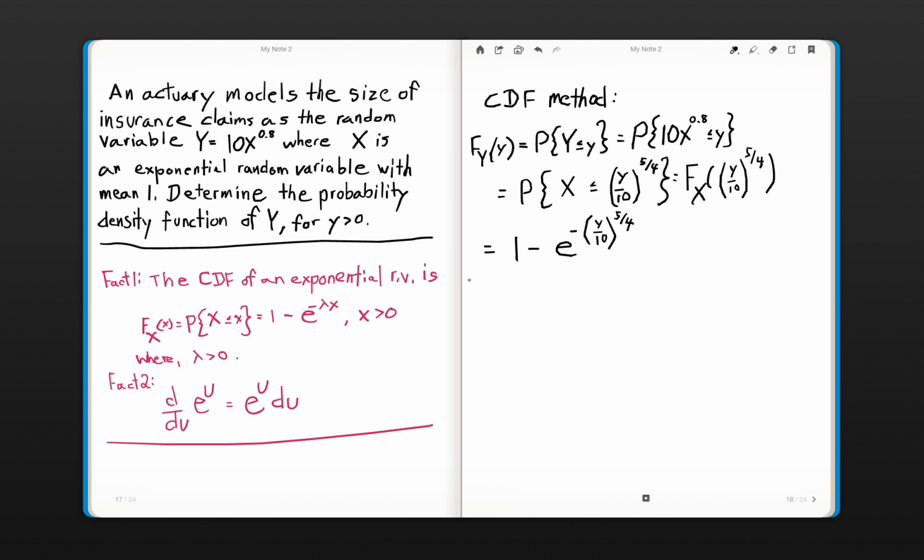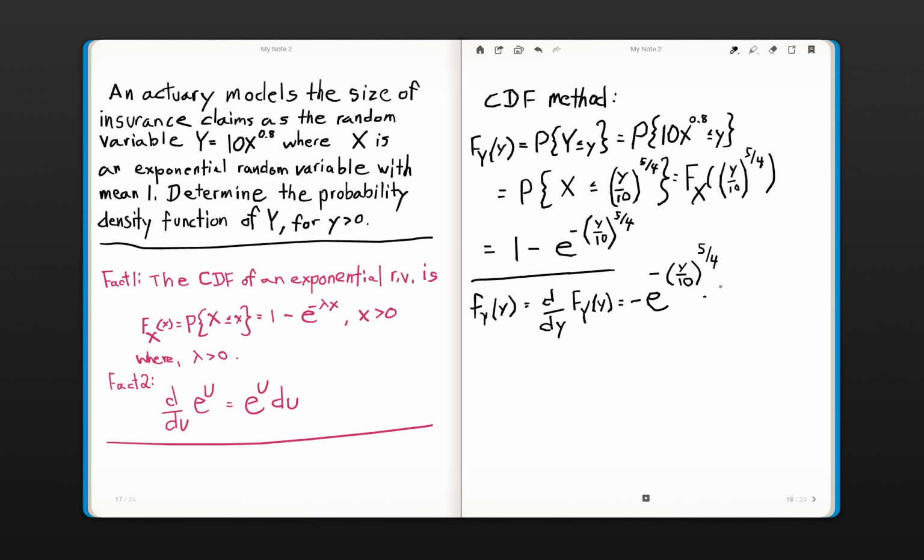Okay, so now we need to take it a step further, and we need to find the density function of Y. And that's nothing but the derivative of our cumulative distribution function, big F of y. And let's work this out here. So this is going to be equal to the derivative of 1, 0. So we're left with negative e to the negative y over 10 to the 5/4 power times the derivative of this piece. So we're actually employing fact 2 now.